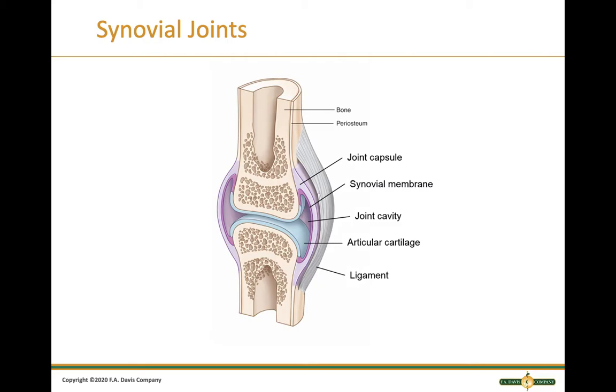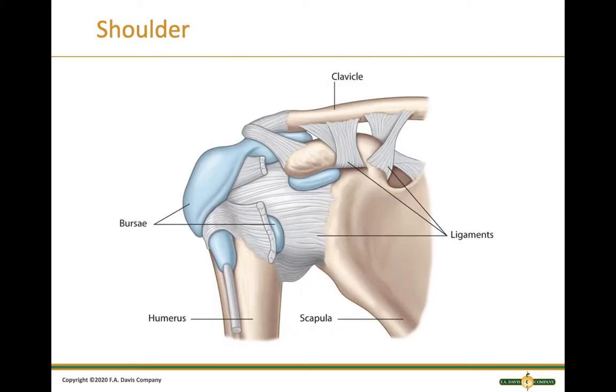And then a bursa is found in some synovial joints. In the shoulder example, we can see a couple of bursa. So anywhere where you would have a tendon and a ligament, or a ligament and a bone, or a ligament and a ligament that would be rubbing together, we put a bursa sac there, and that reduces the friction.